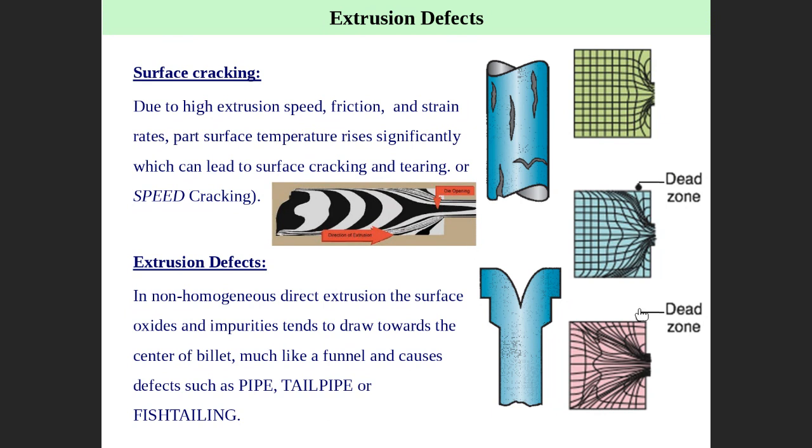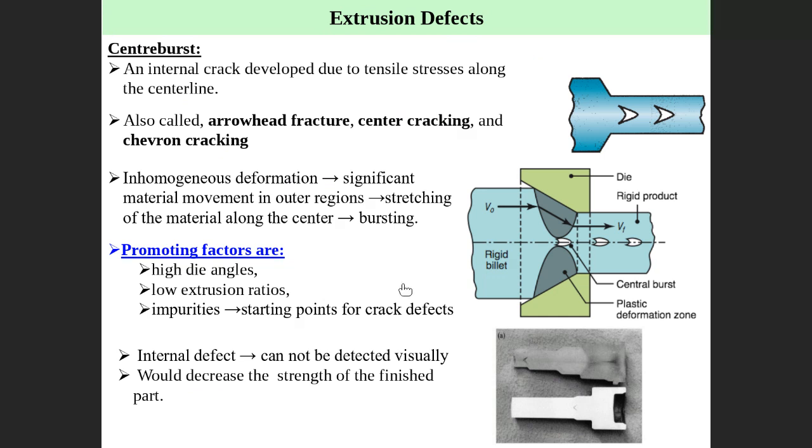Also here the dead zone increases based on the friction, as we described earlier. Next is what we call center burst. This is the actual photo of center burst. It could be below the surface or on the surface, like a crack on the surface like this. It is promoted by high die angle, low extrusion ratio, and impurities. It could be internal and could also be external.